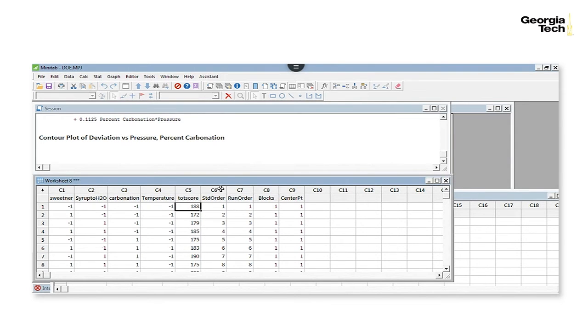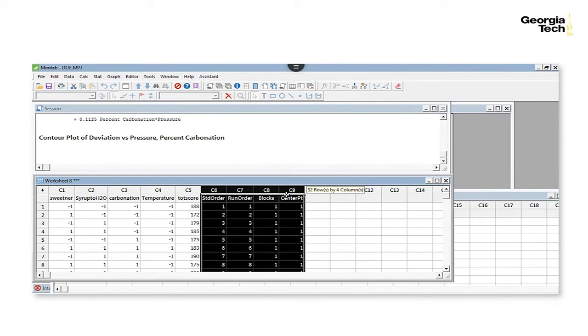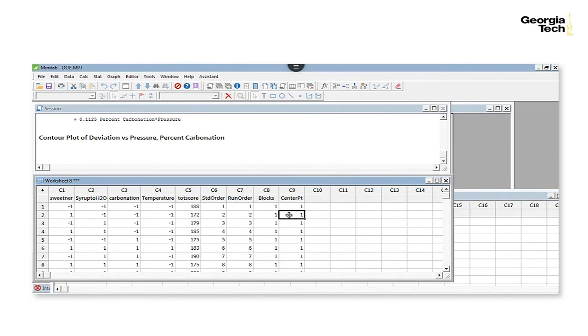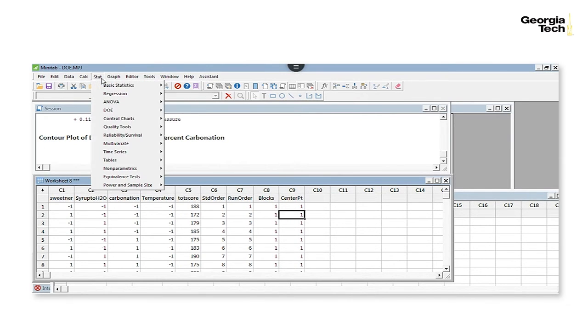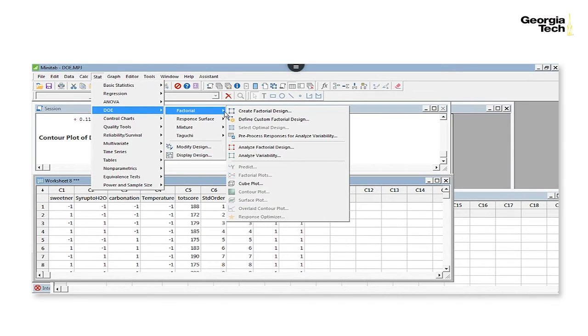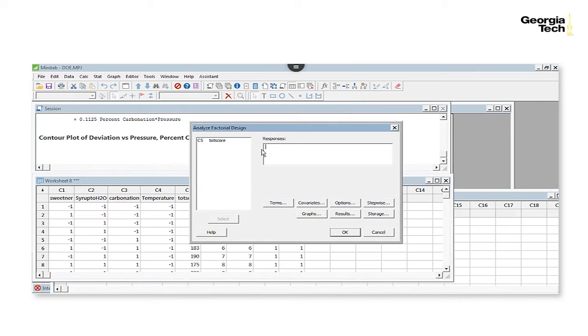So as you can see, it enters 4 new columns, and this is basically the way that Minitab understands what type of design is being used. Now for analyzing it: Stat, DOE, Factorial, Analyze Factorial Design. What is the response? C5, which is the total score.